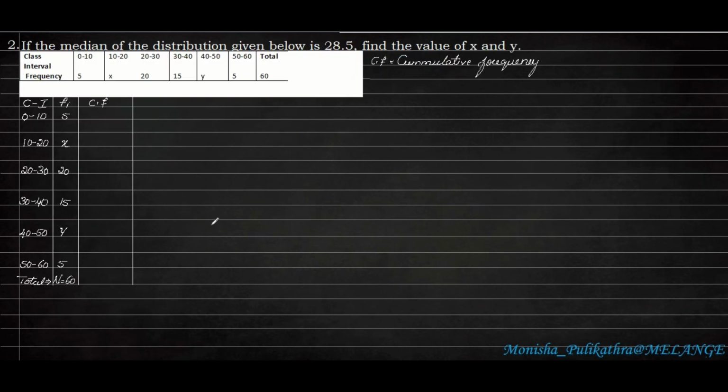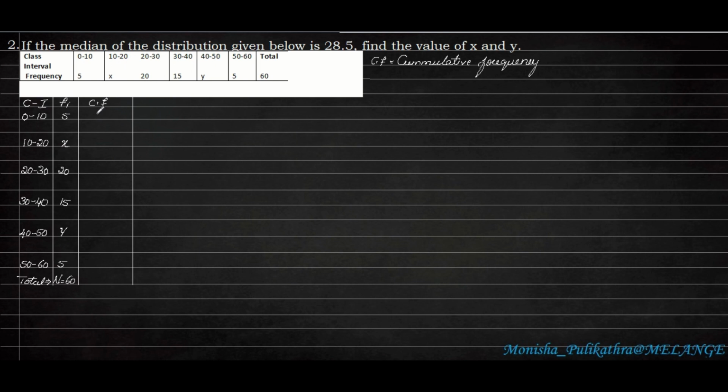Here we need to find out only the median. So here the value of the median is given, that is 28.5. We have to find out x and y in this column. In frequency, two elements are missing here, that is x and y. We need to find out the value of x and y. Okay. So I have written Ci and Fi already. So we need to find out the cumulative frequency.